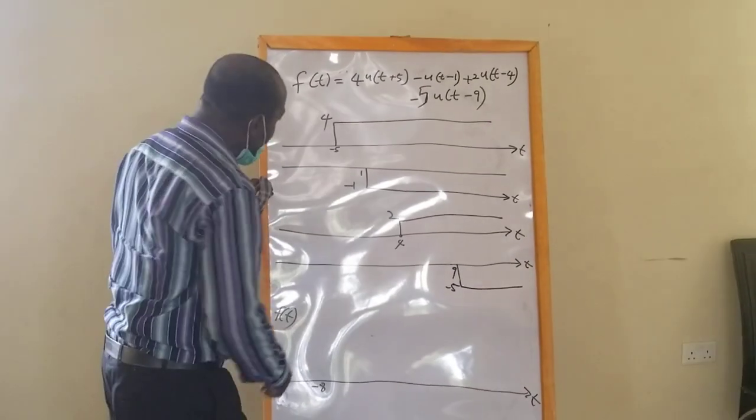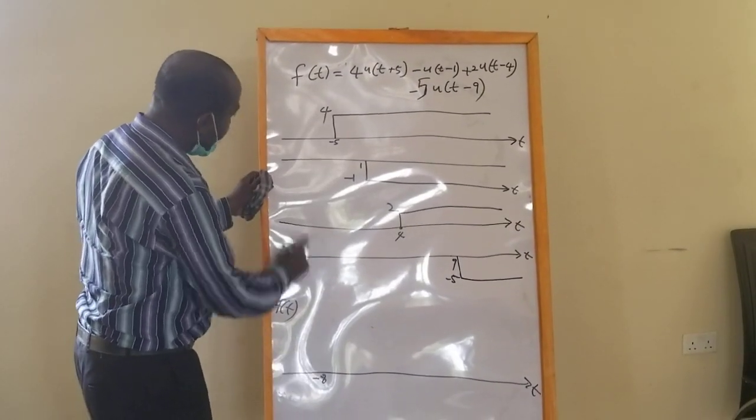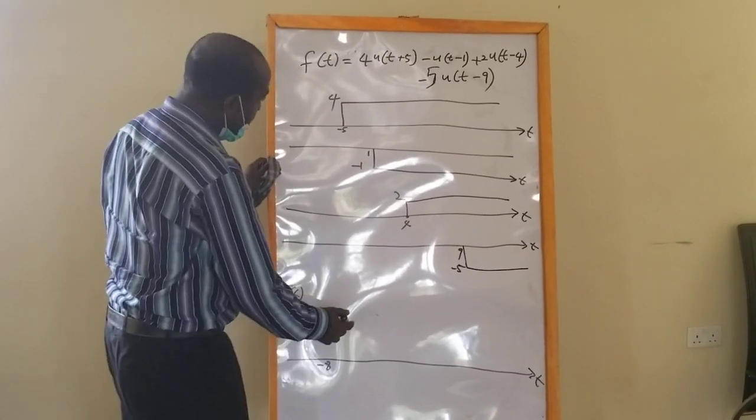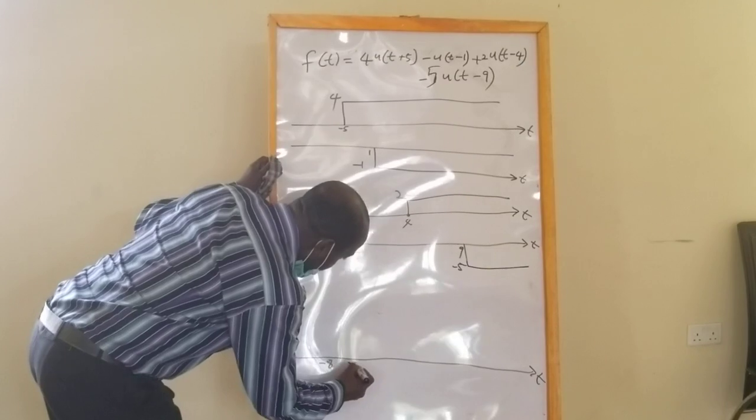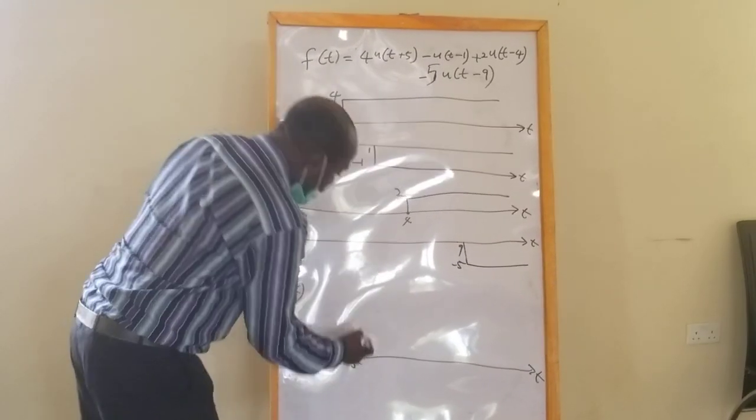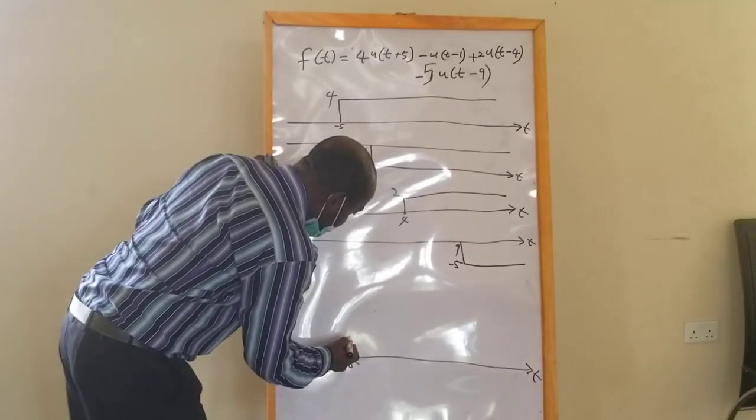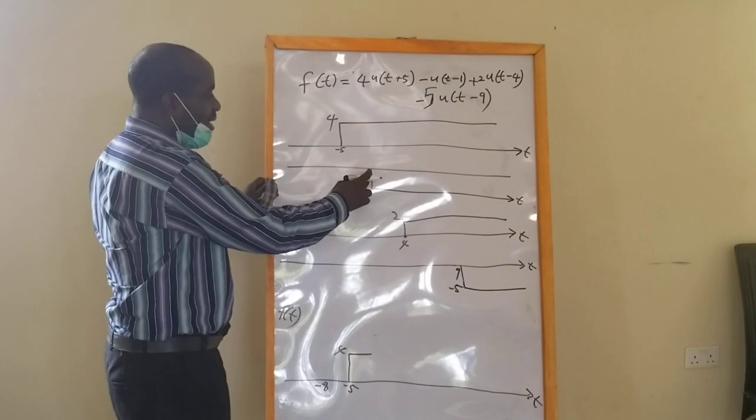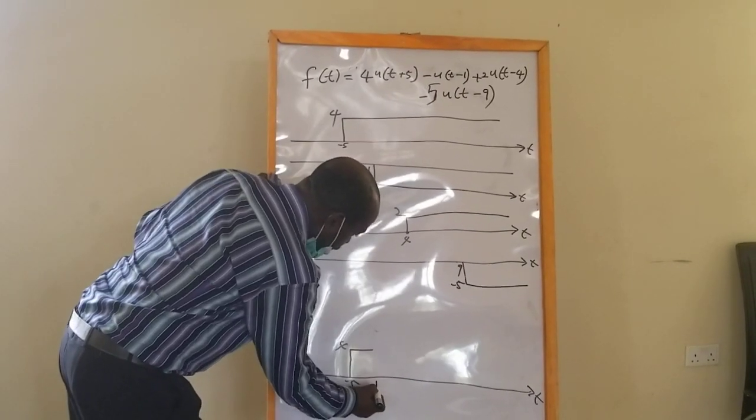Now, if I start combining them at minus 8, I'm adding 0, 0, 0. No contribution from anybody. It's going to be 0. Up to where? Up to minus 5. At minus 5, this guy is contributing 4. So this will rise here to 4. Then up to where? Up to 1. That will continue up to 1.